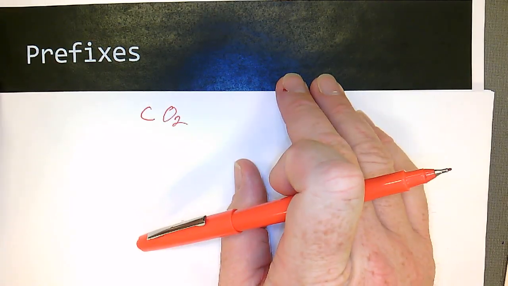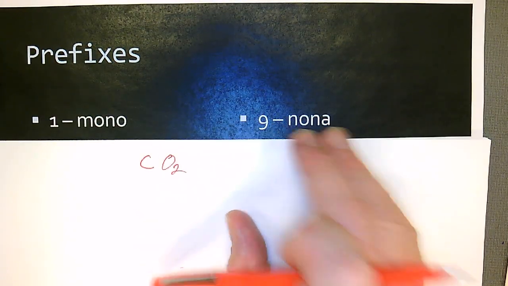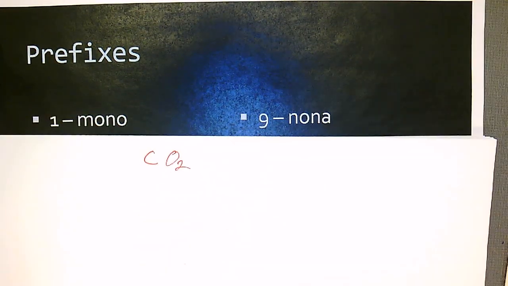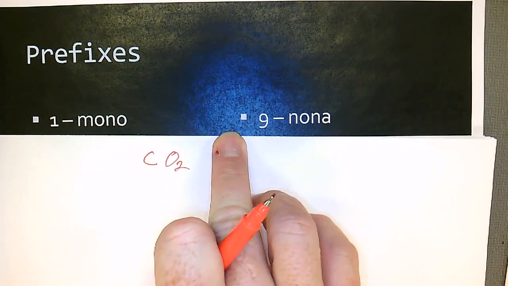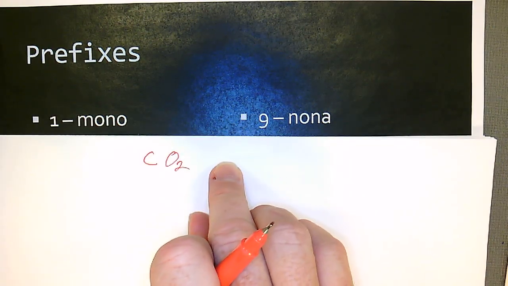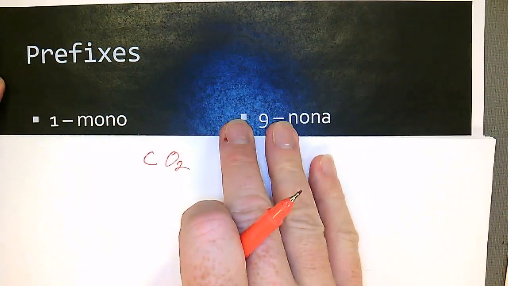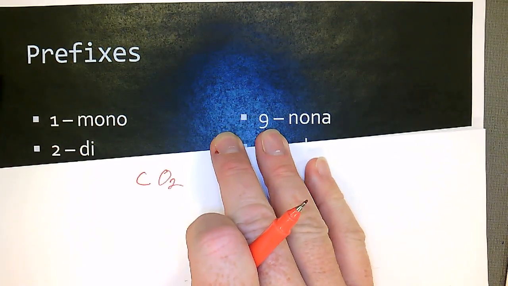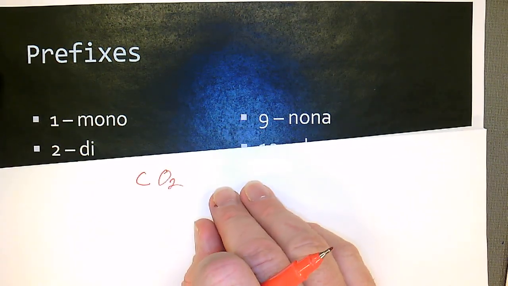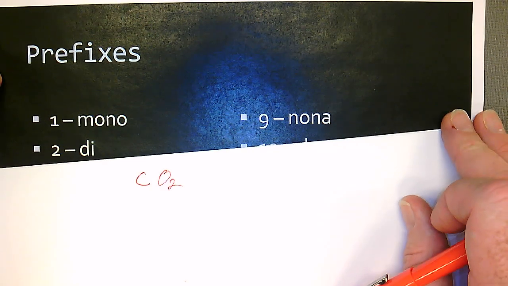What's the prefix for one? Mono. And 9, if you want it, is nona, like what some people call their grandmother. If she's 90, then that would really fit, right? Nona is 9. The prefix for 2 is di. You probably knew that one. We just did it with carbon dioxide.